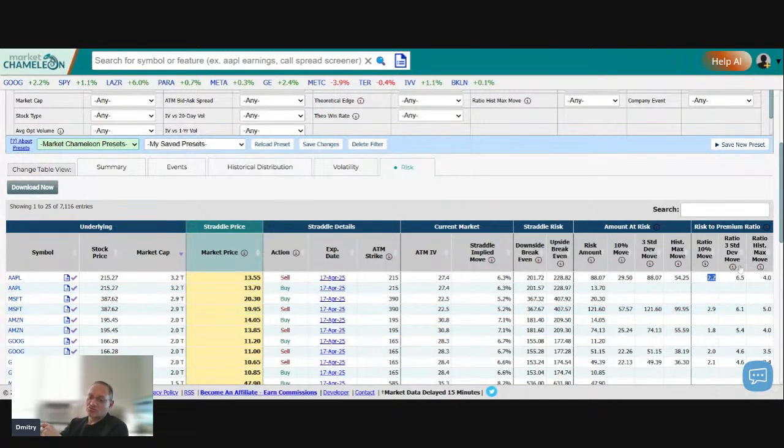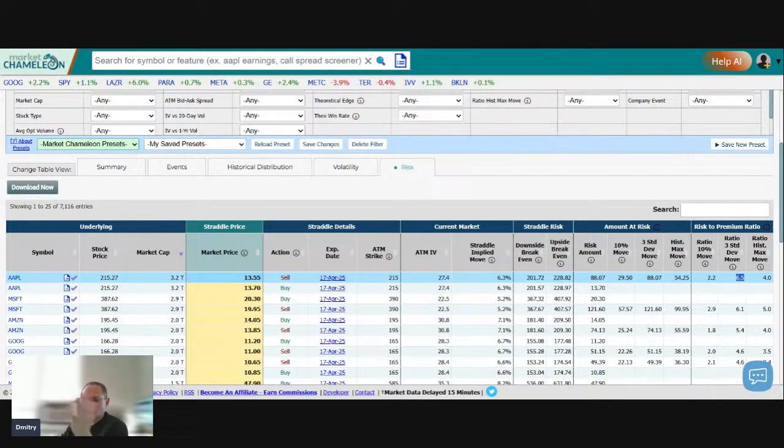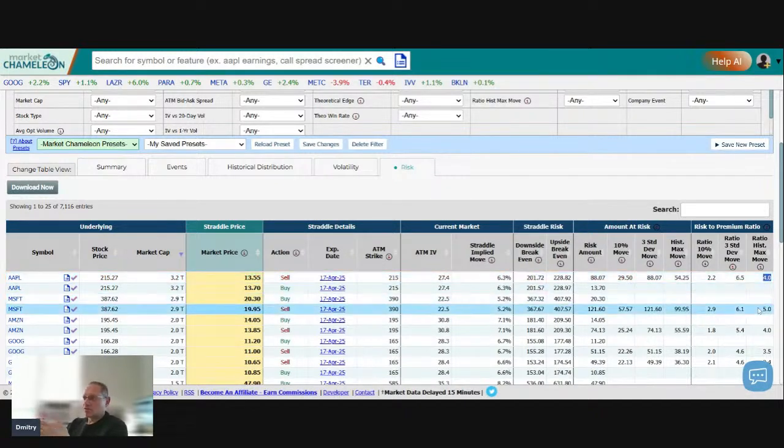If the stock moves 3 standard deviations, you're risking losing 6.5 times more than you could potentially make. If the stock makes the biggest move it has done in whatever 21 days, then you're risking losing 4 times as much as you potentially make. So these are the extreme shocks, and you're aware of them before you even get into a strategy. You want to try to see those risk potentials.